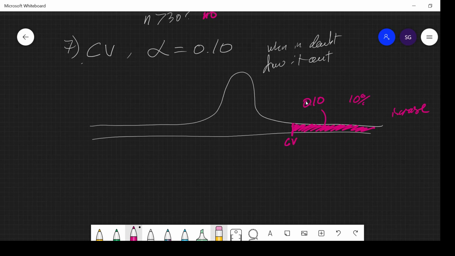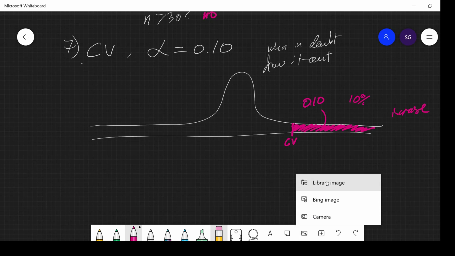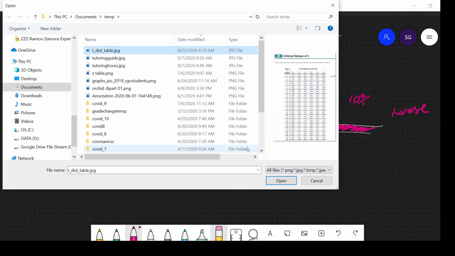That's my critical value. How do I get this critical value? Well, I don't get this by doing the calculation. We already talked about that. Don't do your calculation yet. Here, we have to go to the table. And lucky for you, I have a table right here.